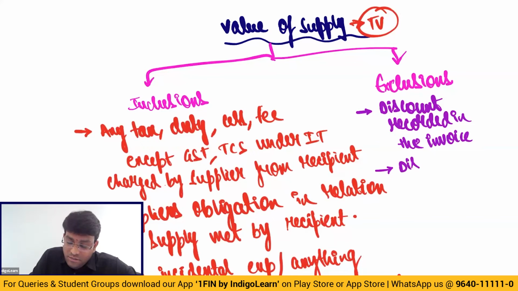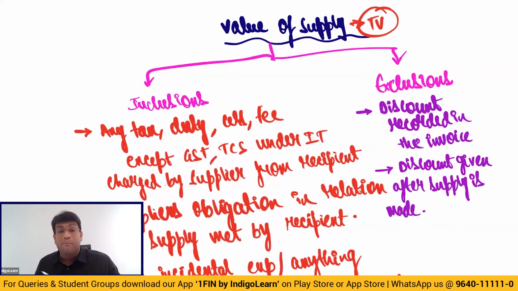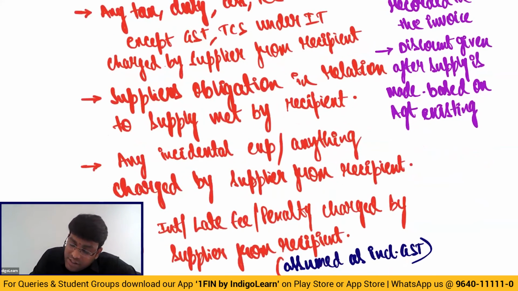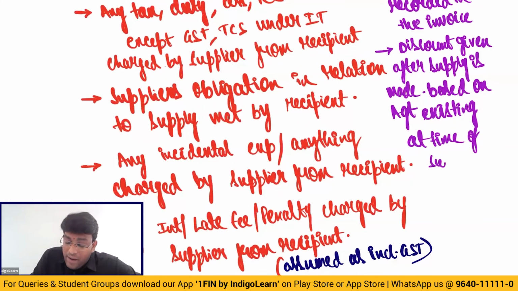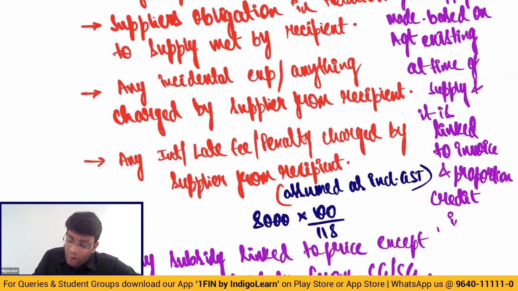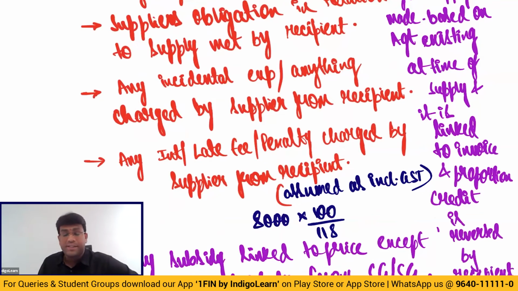Second one, discount given after supply is made. Technically, we call it as post-supply discount. Discount given after supply is made based on agreement existing at the time of supply, and it is linked to invoice, and proportionate credit is reversed by recipient. Proportionate credit is reversed by recipient.